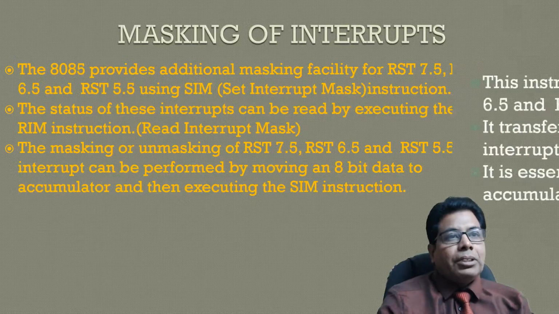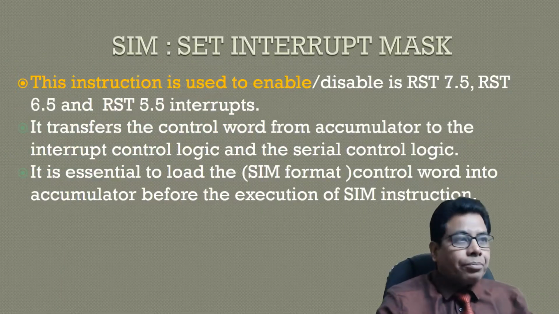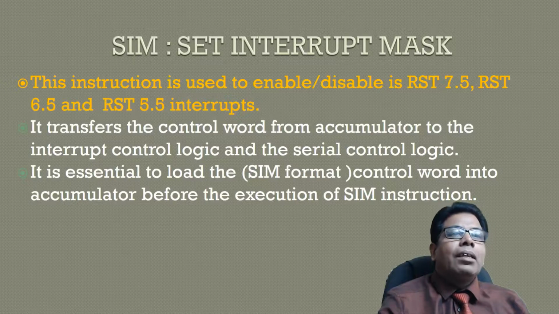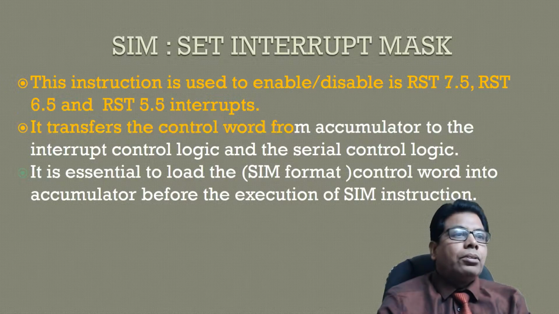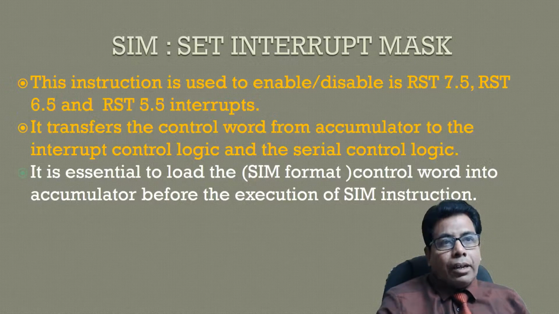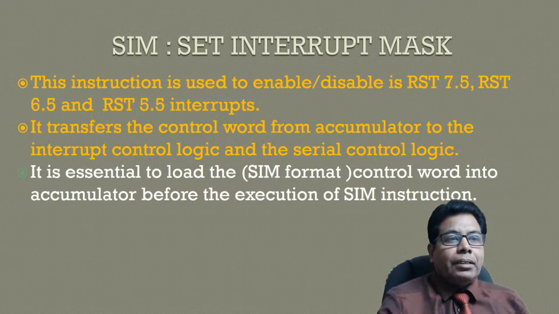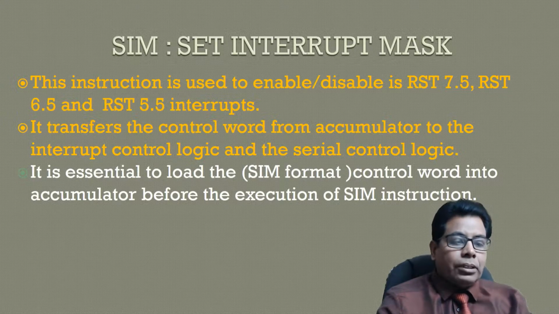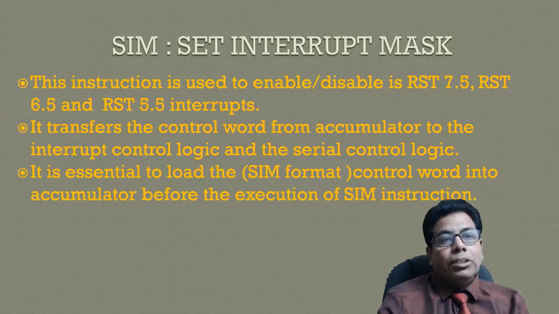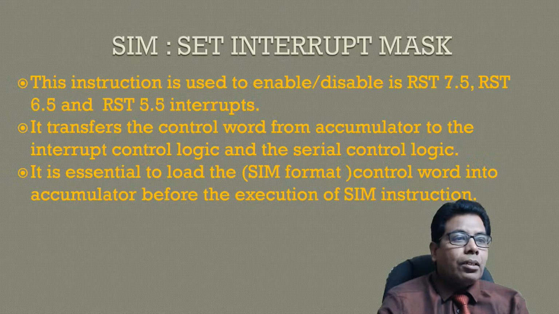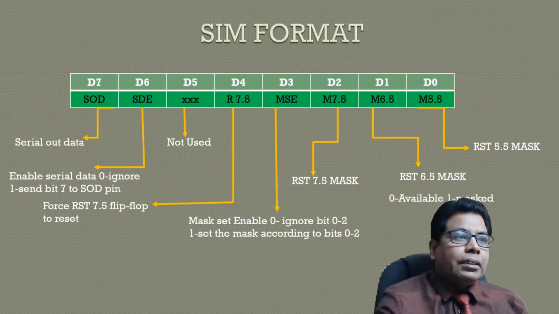So this SIM instruction, let us go into the details of this. This instruction is used to enable or disable the RST 7.5, RST 6.5 and 5.5 interrupts. It transfers the control word from the accumulator to the interrupt control logic and the serial control logic. It is essential to load the SIM format control word into the accumulator before execution of the SIM instruction. Then let us see the SIM format.